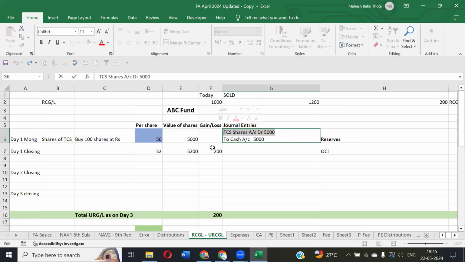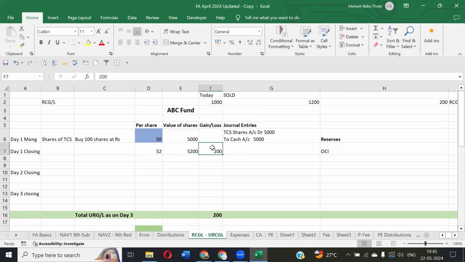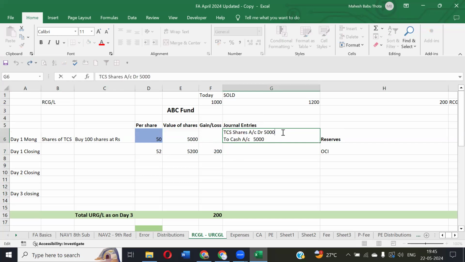Now which asset value is increasing? TCS shares only, right? So which account we have to debit? TCS shares account debit. How much? 5,200?